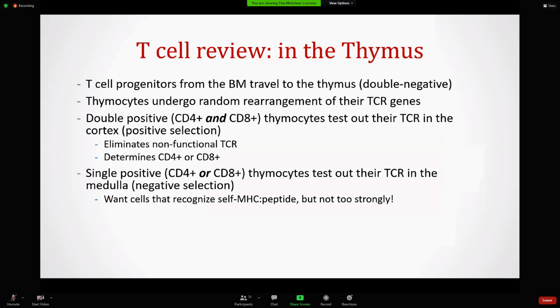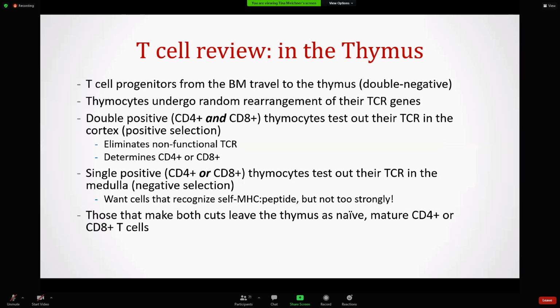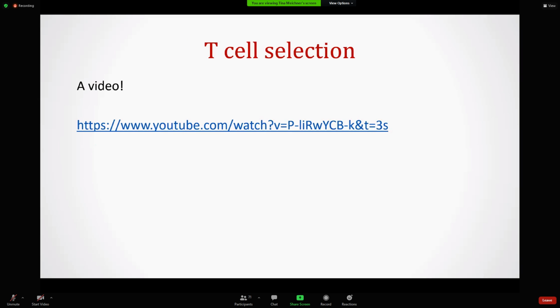Here we go. We'll talk about negative selection. Those T cell receptors that bind too strongly get eliminated. Then what leaves the thymus are either CD4 positive T cells or CD8 positive T cells. They're not fully matured at this stage yet. We still call them naive T cells, and they migrate to the lymph node. If you're interested, I included a video that nicely explains with a cartoon how the T cell selection process in the thymus functions. You can watch that at home or later after the class.